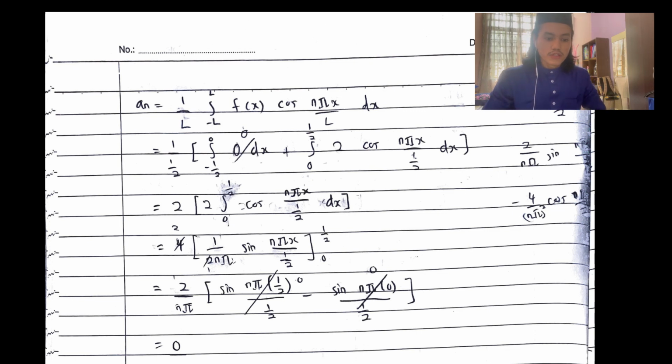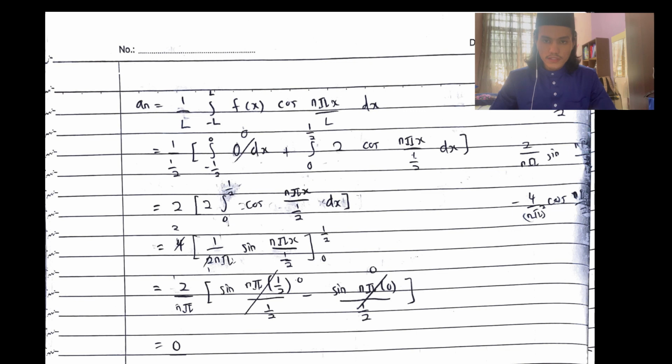I will continue Farid's explanation on how to calculate an. The formula of an is 1 over L times the integration of f(x) cos(n pi x over L) dx with limits of negative L to L. So we plug in the values into the formula. The value of L is 1/2. So we get 1 over 1/2 times the integration of 0 dx with limits of negative 1/2 to 0 plus the integration of 2 cos(n pi x over 1/2) dx with limits of 0 to 1/2.